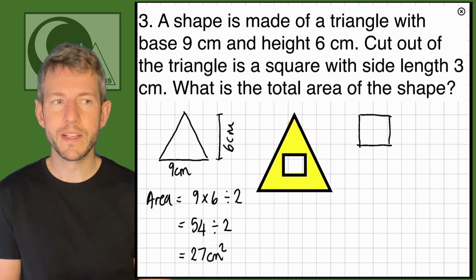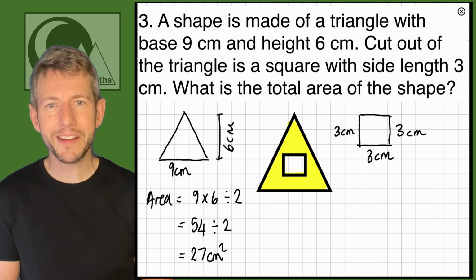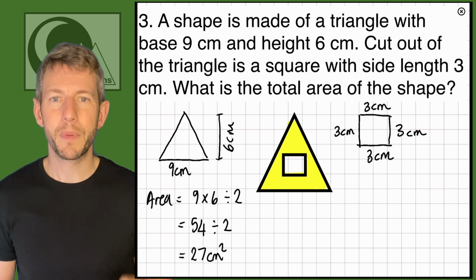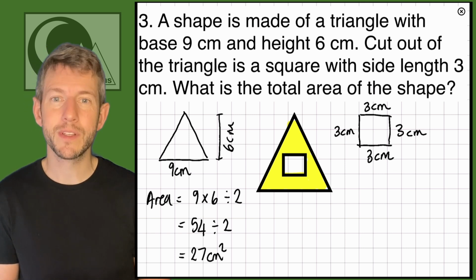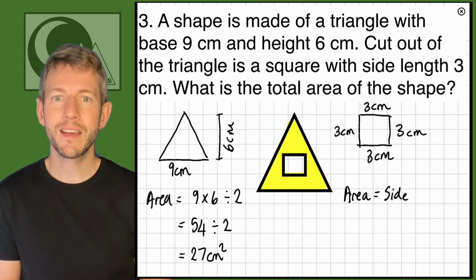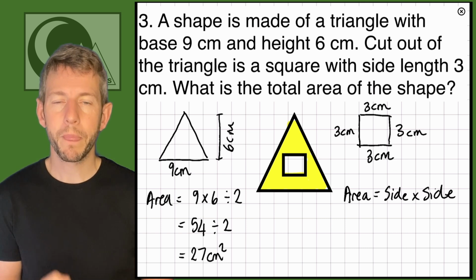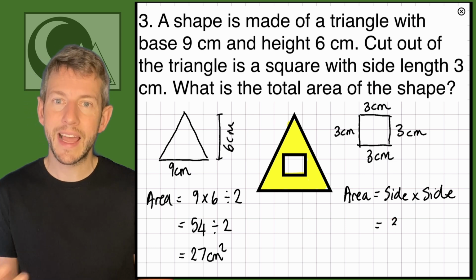Now let's look at the window, or the box, the square. So it is a square. They've only told us one dimension because we're meant to know that squares are the same length all the way round. So if it is a square with side length 3, that means the other side length is 3 as well. Now a square is a special form of rectangle, so we're just going to do side times side, length times width.